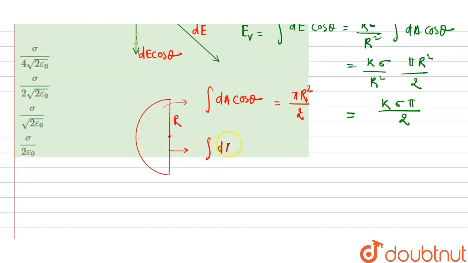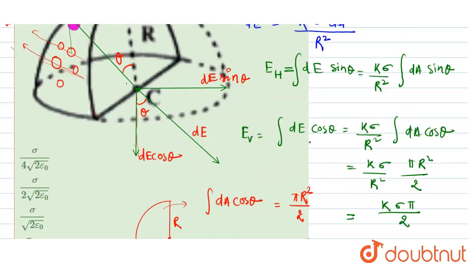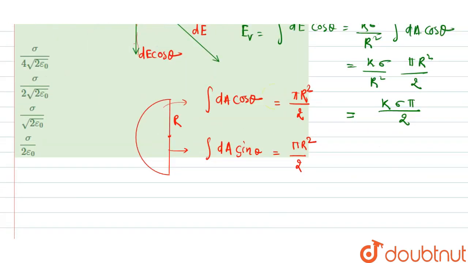So from here, the integral of dA sin theta also has the same area as the semicircle, which is pi r square divided by 2, right? So dA sin theta is also pi r square divided by 2. From here we conclude that the vertical component is equal to the horizontal component of the electric field at the center, and both of these are equal to k sigma pi divided by 2.